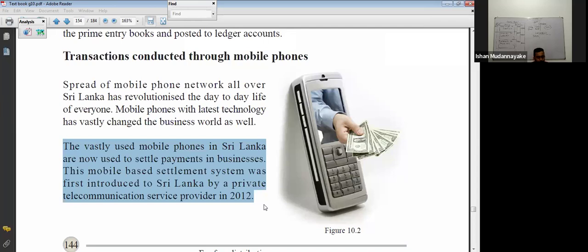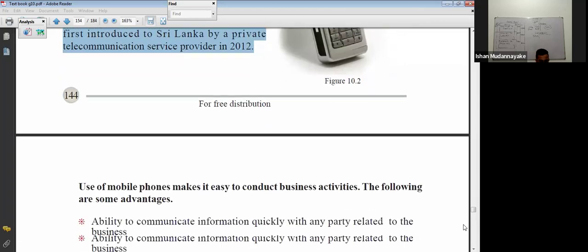Conducting payments through mobile phone. I think this is Easy Cash, or something. Right. Enough. Go to page 145.